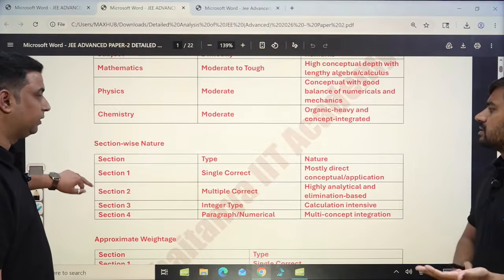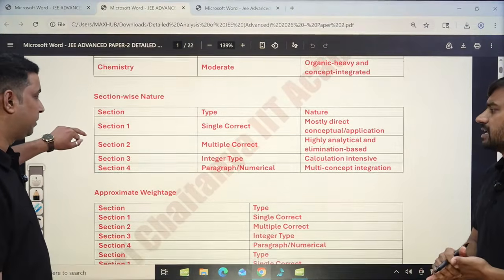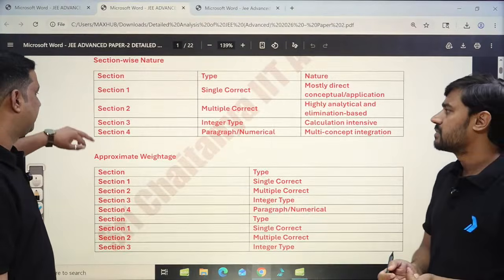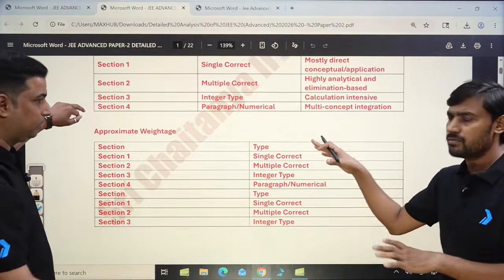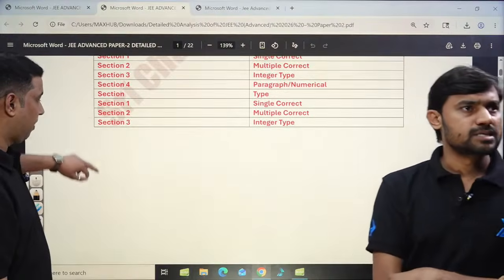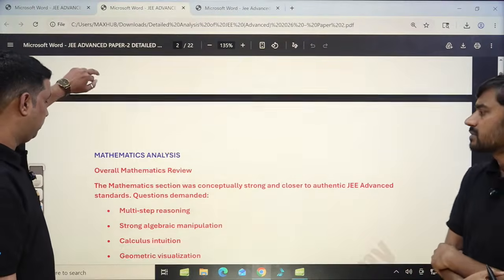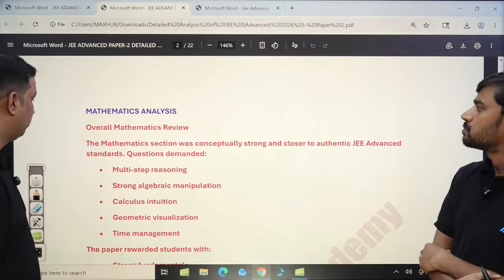If I talk about section 1, it was single choice. Section 2 was multiple choice, and integrated type, and there was a question stem. We discussed it. Now let's discuss the mathematics of paper 2.